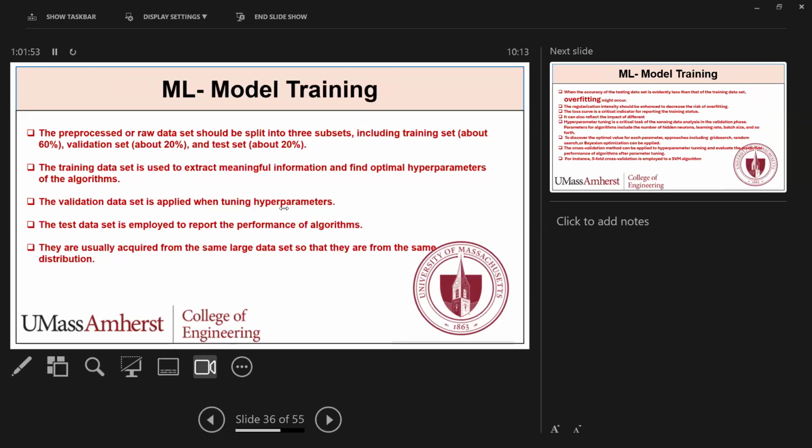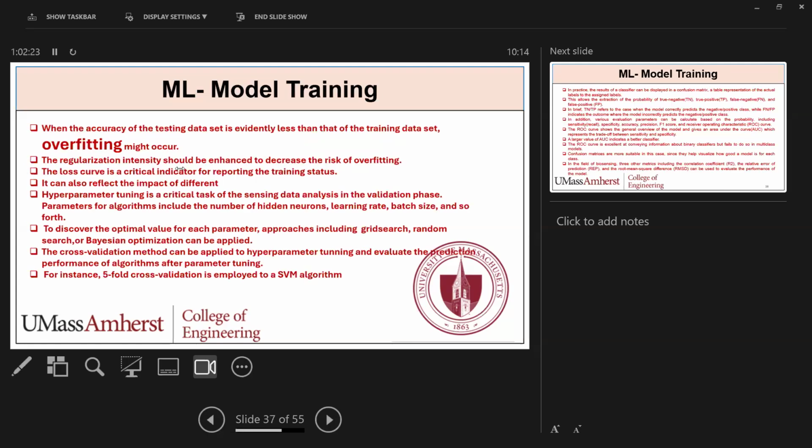I think from the explanation in the previous talks, you will know how we train the model, which includes a training set of about 60%, validation about 20%, and test data about 20%. The training data set is the exact meaningful information and the hyperparameters. The validation data is used while tuning the hyperparameters, the outer layer parameters, and the test data is employed to report the performance of the algorithm.